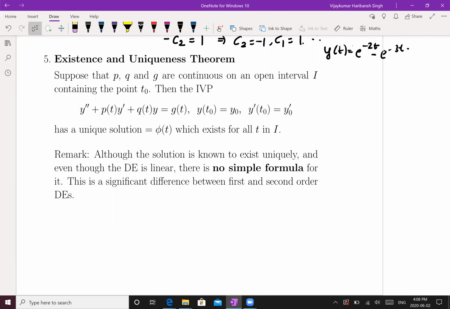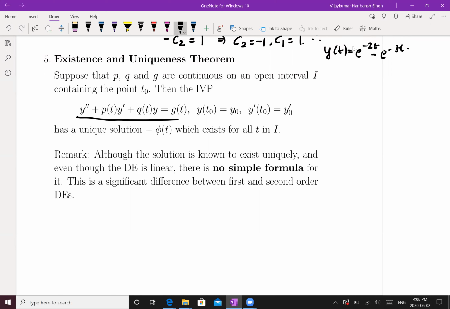So let's discuss the existence and uniqueness. Suppose you're given y double prime plus p(t) y prime plus q(t) y equals g(t). This is your second order differential equation, and it is linear. Along with that, you're given the initial conditions that y(t0) is y0 and y prime(t0) is y0 prime. As we discussed earlier, for second order, we need two initial conditions.